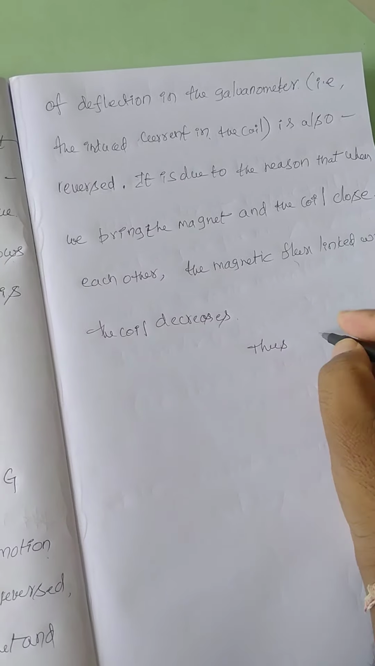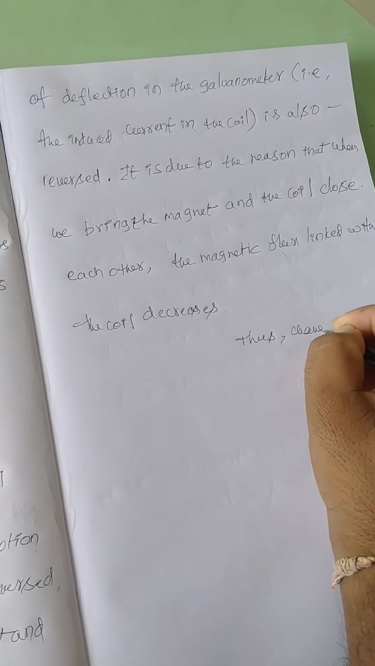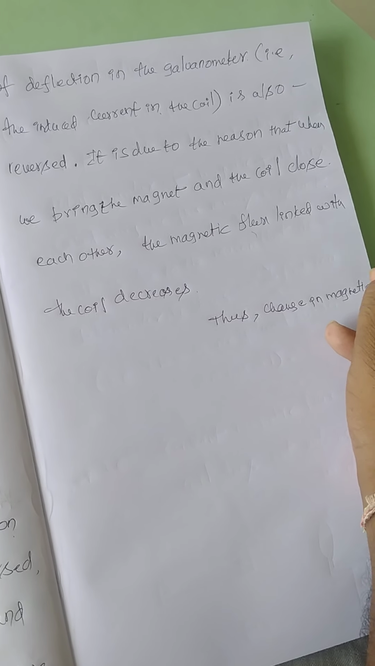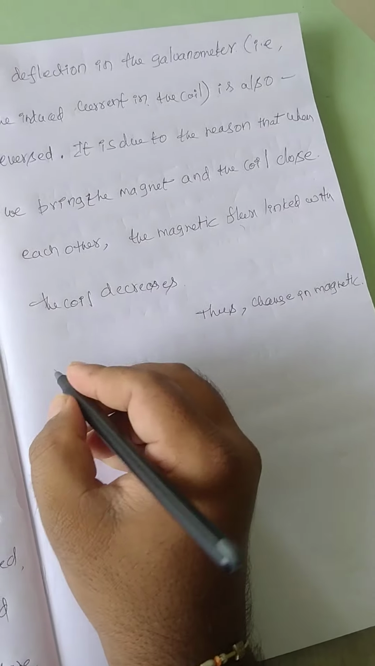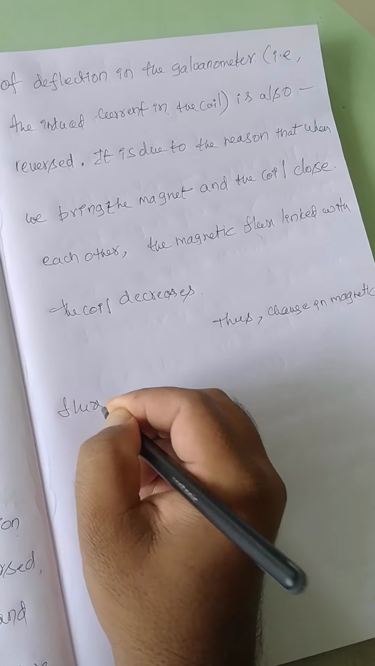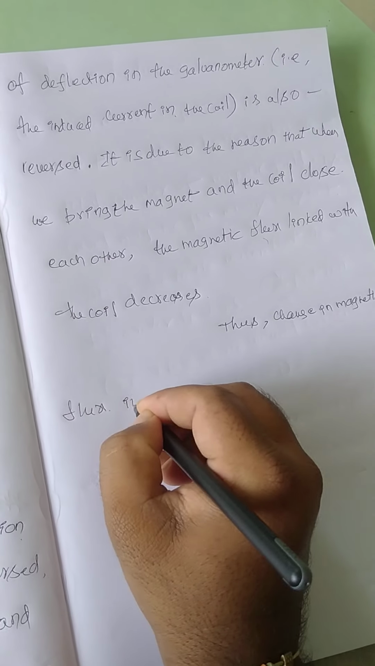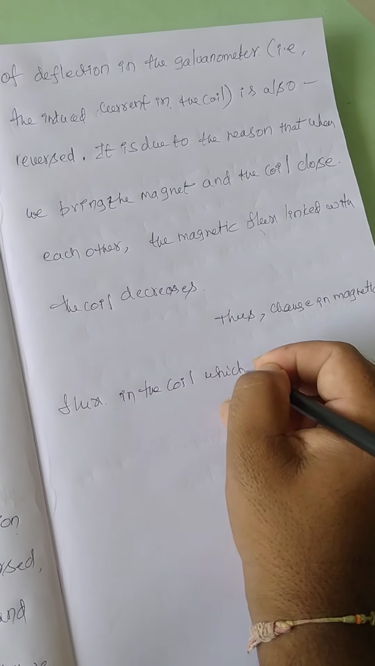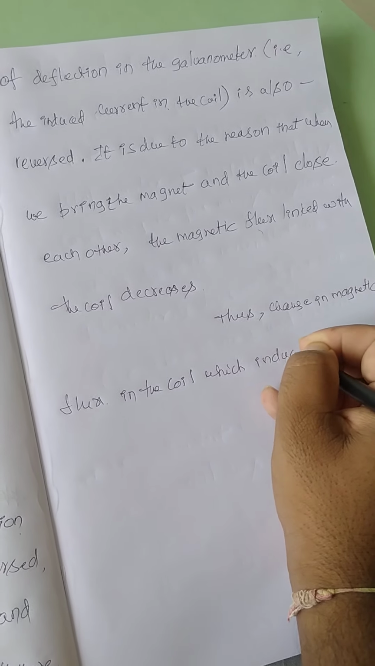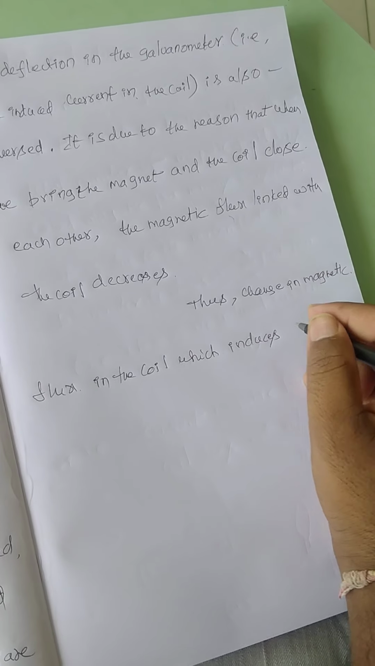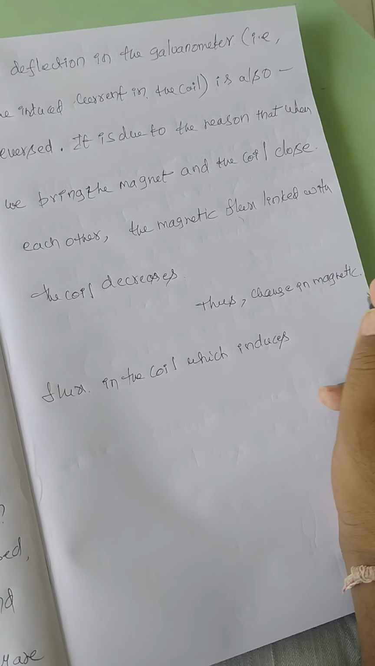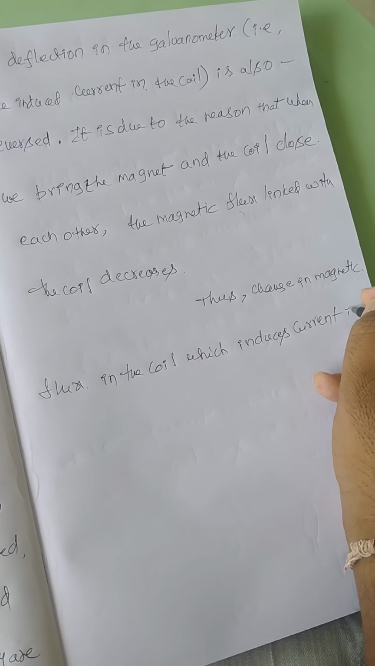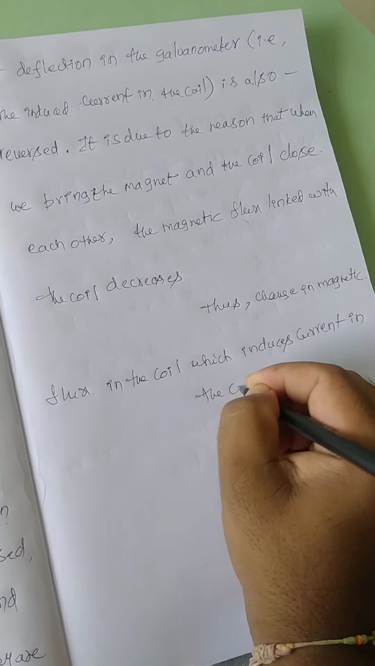Thus, change in magnetic flux means induced current in the coil. Change in magnetic flux in the coil induces current in the coil. That already we know. If there is a change in magnetic flux, then there is an induced current in the coil.